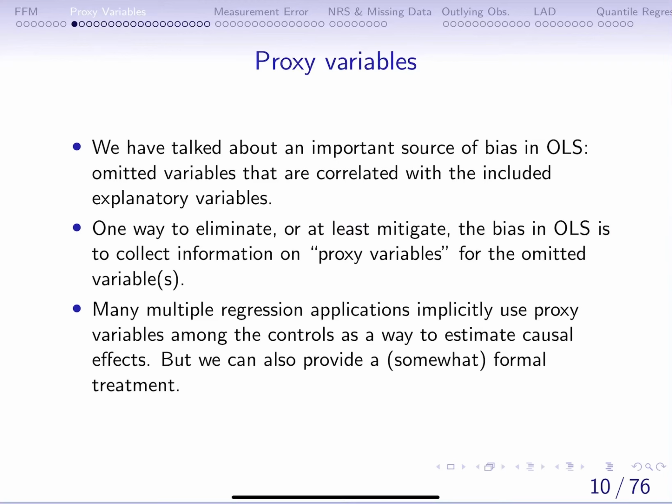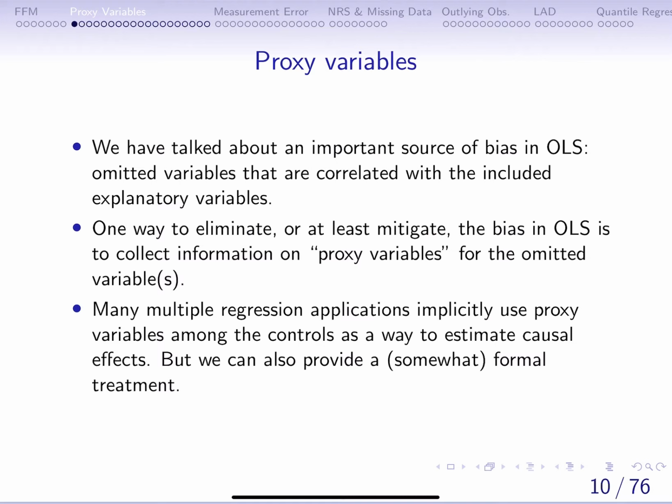In previous videos, we talked about how having an omitted variable in our multiple linear regression can cause bias and inconsistency in our OLS estimators. Now, in this video, we're going to show how we can use proxy variables to partially resolve or at least mitigate some of this omitted variable bias.